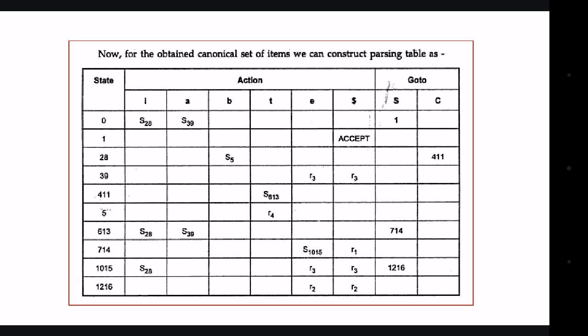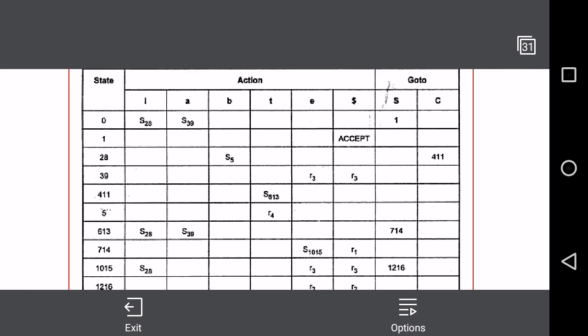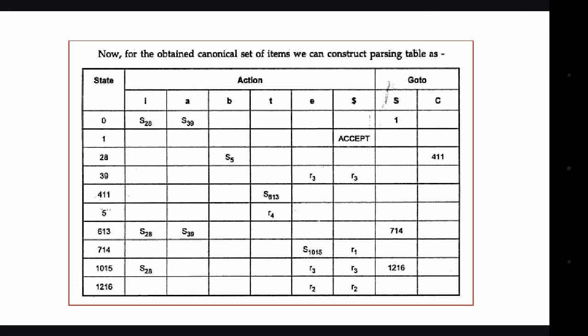The important thing here is that we got dollar at the end, and we got accept for state 1 and dollar. From this we can justify one thing: there are no conflicting entries. So this is about the LALR parser.